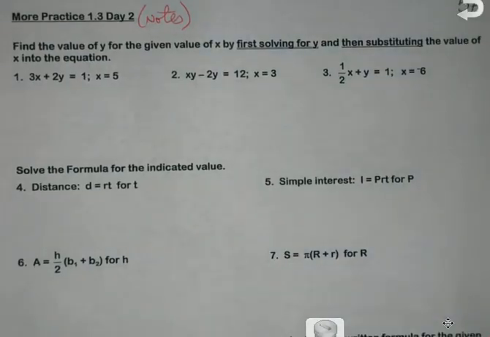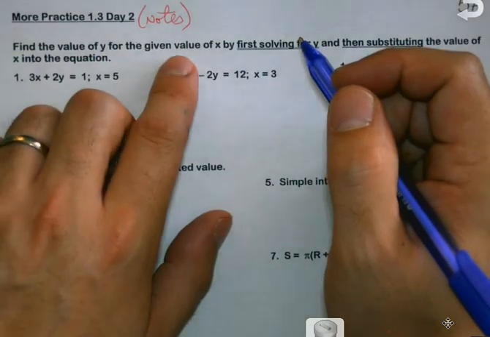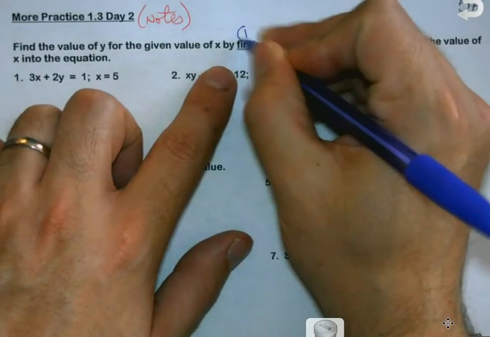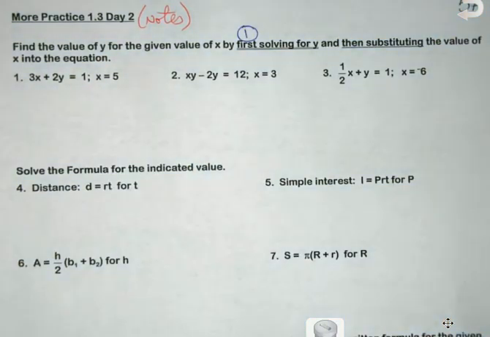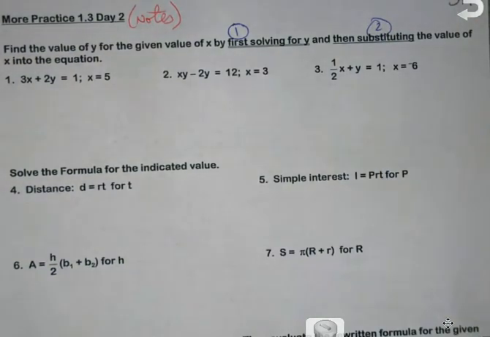So here I've got to make sure I read my instructions, because it says find the value of y for the given value of x by first solving for y, then substituting the value x. Now, why would you do that when that's just going to make more work? It gets us into the habit of solving for variables.